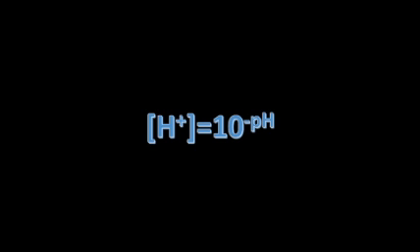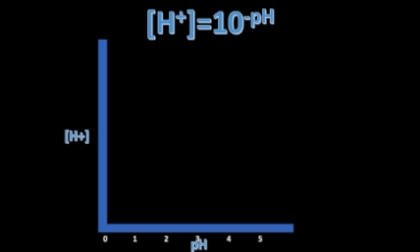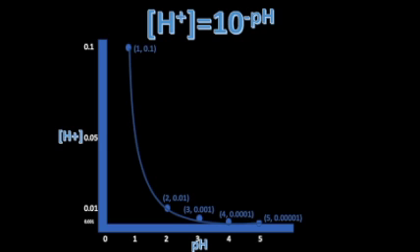Let's look at a graph of H+ as a function of the pH. For a pH of 1, the H+ concentration equals 10 to the negative 1, or 1 over 10. For a pH of 2, it equals 10 to the negative 2, or 1 over 100. For a pH of 3, it equals 10 to the negative 3, or 1 over 1,000. You can see that even though each step cuts the concentration into a tenth of what it was, the earlier steps represent correspondingly larger drops of H+ ions.